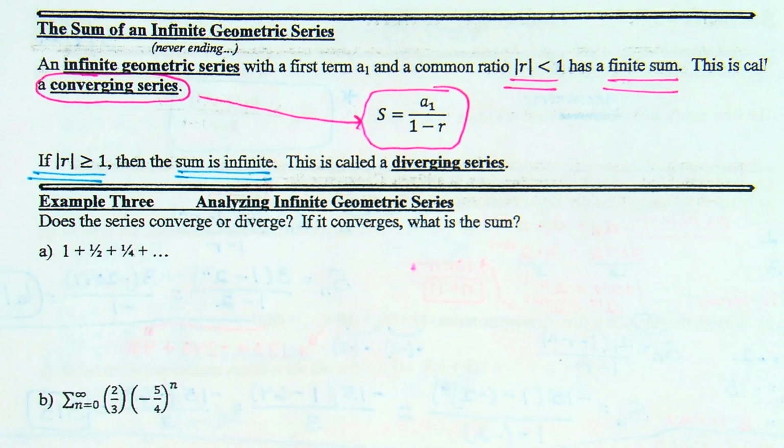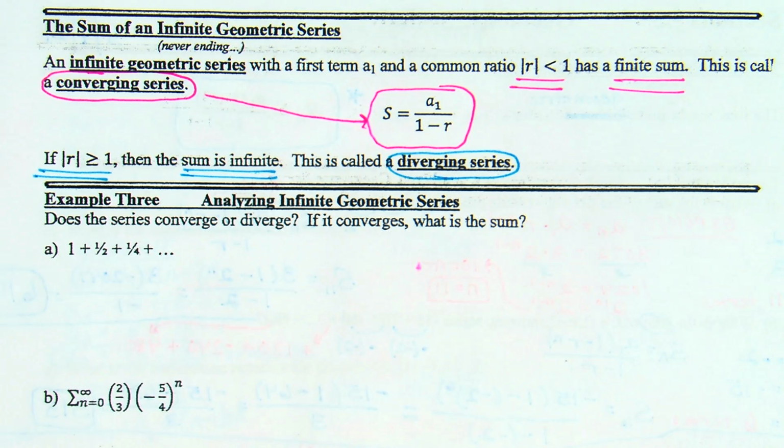Okay? So, that's what these examples on the back page focus on. Notice the first question isn't find the sum, it's does the series converge or diverge? You have to answer that question first. Does the series converge or diverge? If it converges, what is the sum? If it diverges, you're just done. Okay? So, look at example A.